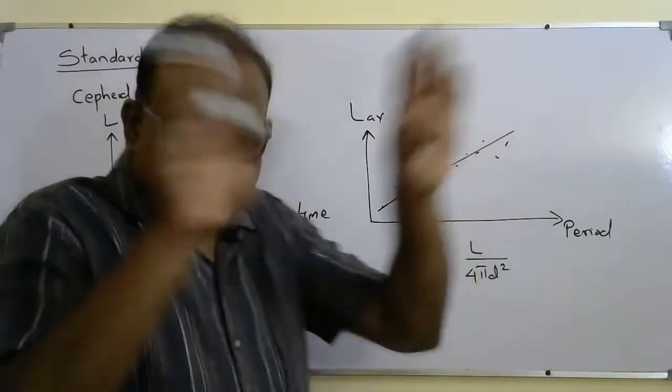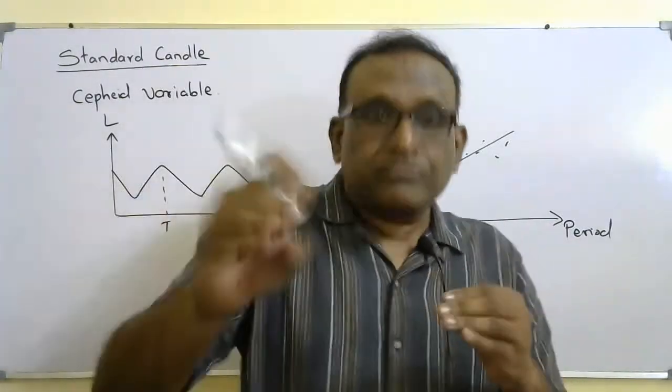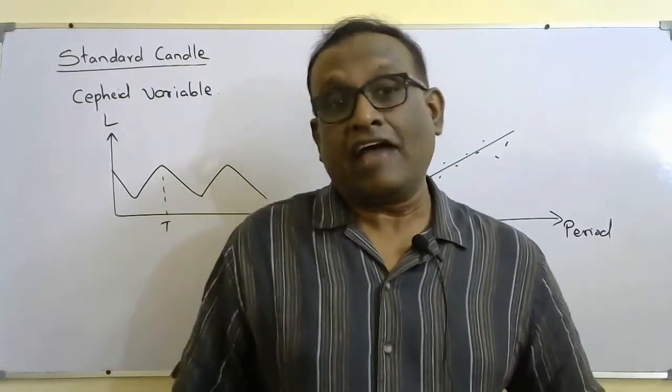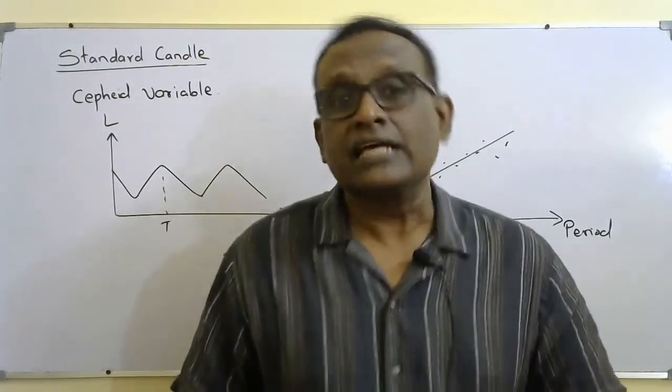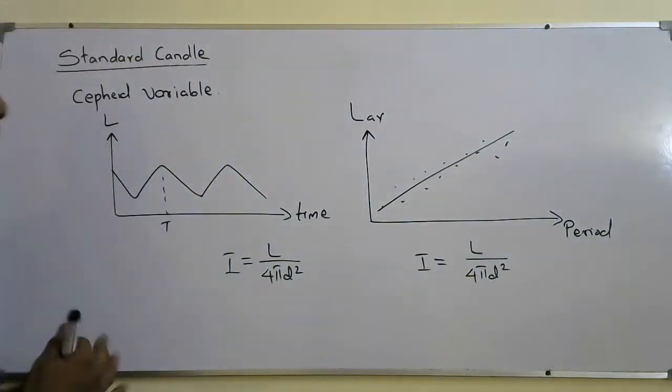Like that, in that galaxy, measure the distance of different Cepheid variables in that galaxy and find the average distance of the galaxy. I hope you understood. Again, I'll quickly repeat.